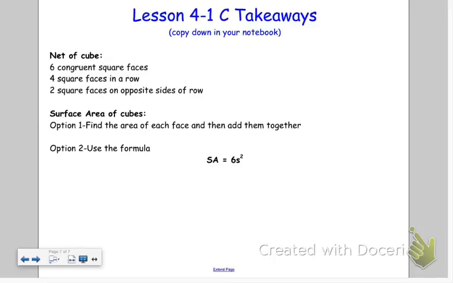And time for the takeaways. First, keep in mind that the net of a cube must have 6 congruent square faces. You're going to have 4 square faces in a row and then 2 square faces on opposite sides of the row. And remember, to find the surface area of a cube, you can find the area of each face and add them all together, or it's a little bit easier to just use the formula here because you just have to find the area of one face and then times it by 6.